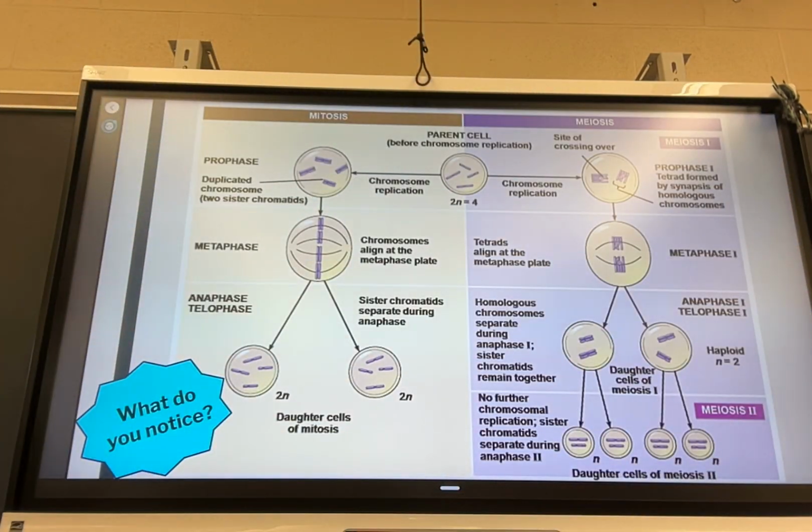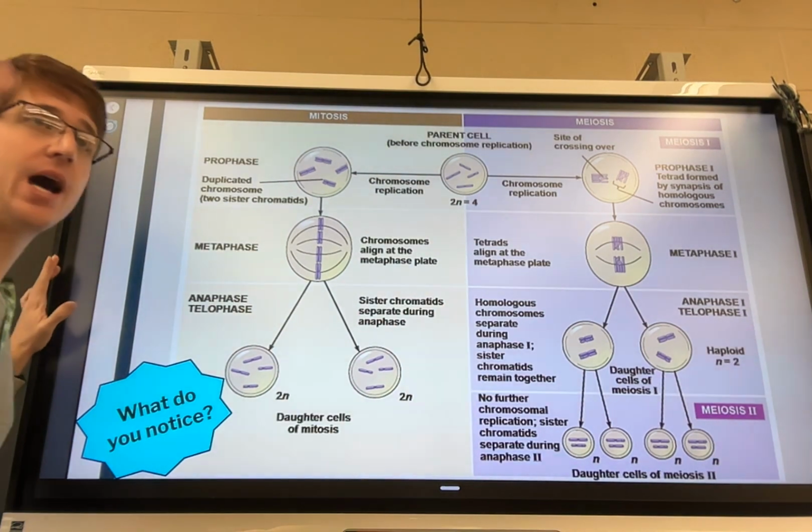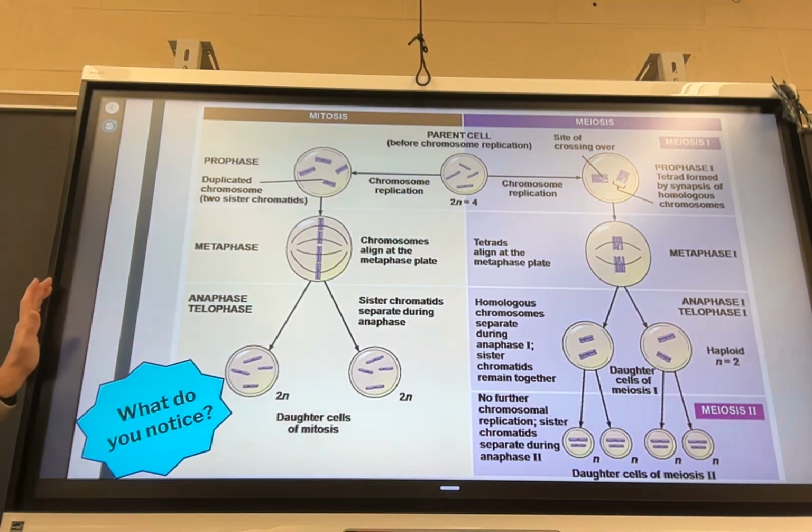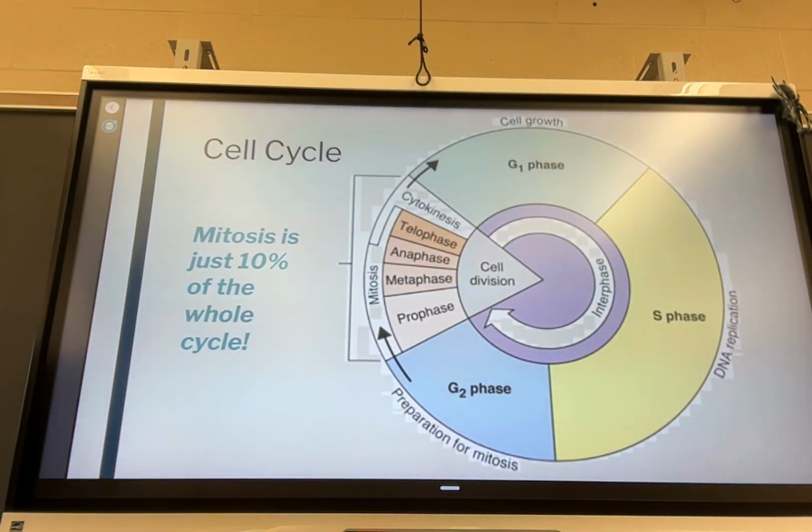So now, with the last few minutes, we are going to go through mitosis and meiosis. We're going to start with mitosis today. We're going to work on it a little bit more tomorrow. And then, like I said, meiosis will be Thursday. So, only 10% of our actual cell cycle is devoted to mitosis. It's a very short and quick process.